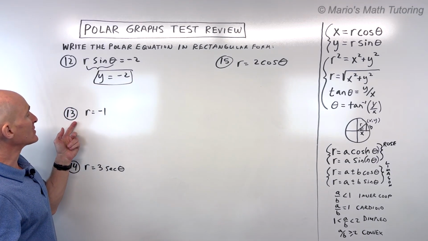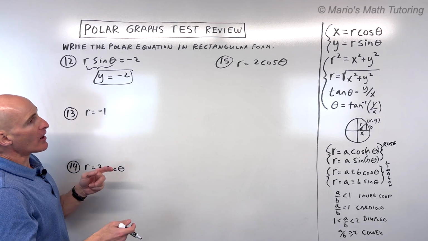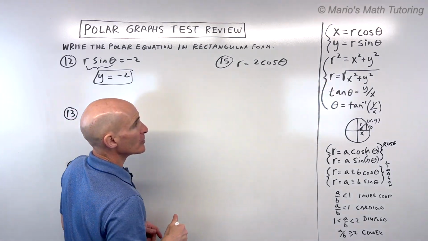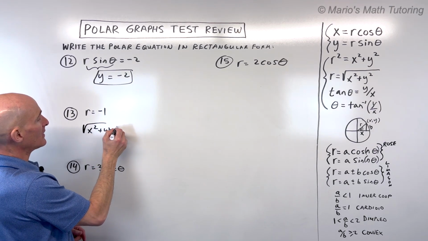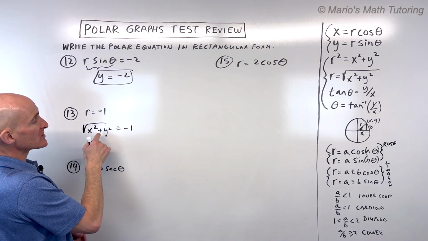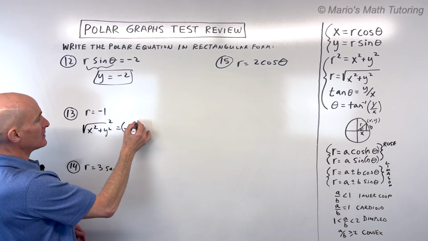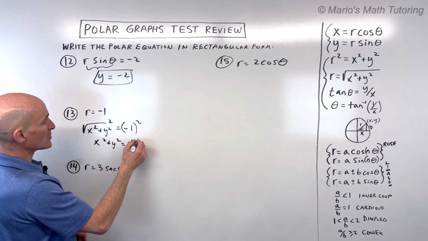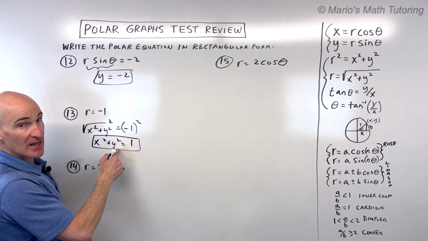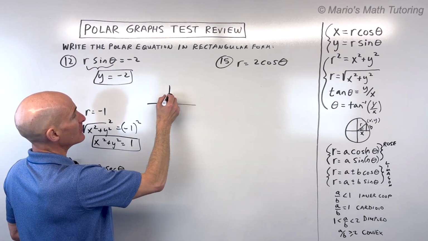Let's look at number 13, r equals negative 1. Okay, now I know that r is equal to the square root of x squared plus y squared. So let me make that substitution. Okay, if I square both sides, I get x squared plus y squared is equal to negative 1 squared, which is 1. And you can see that this is the standard form of the equation of a circle. R equals negative 1 in polar.